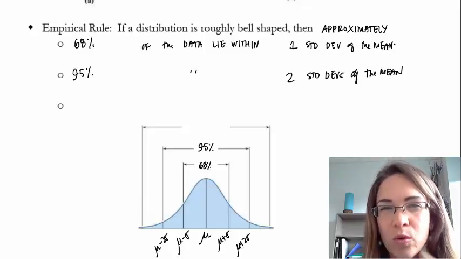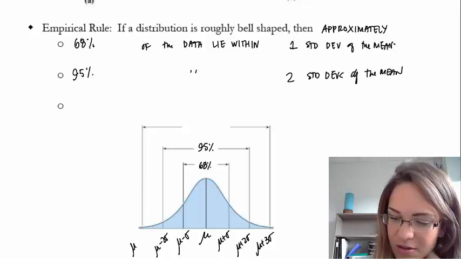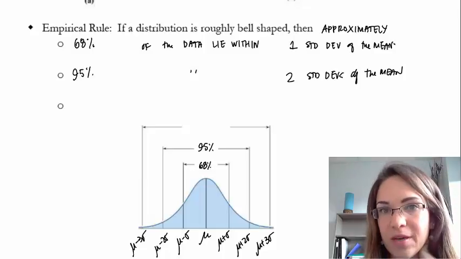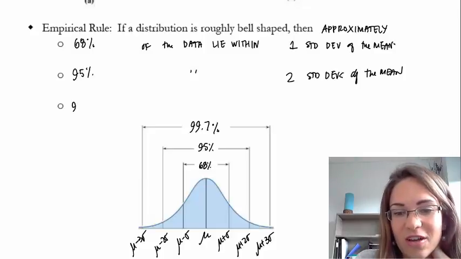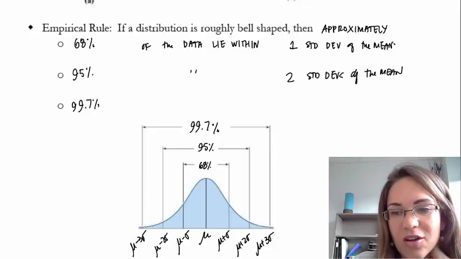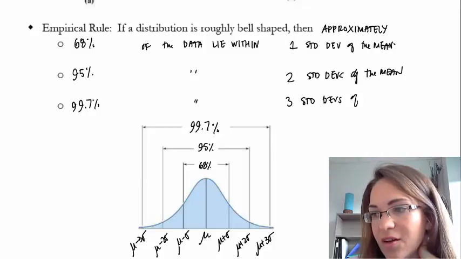And if we go 1 more standard deviation from that, so we are at 3 standard deviations from the mean, now we have captured 99.7% of the data values. So almost 100% of the data values lie within 3 standard deviations of the mean.